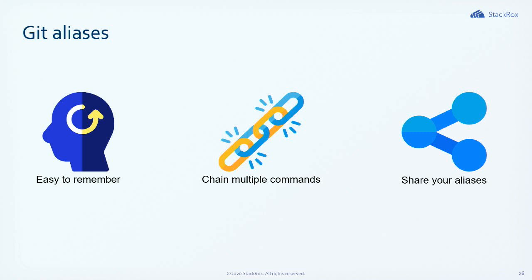The other thing is, you should make your Git aliases easy to remember, so that not only you but someone else going through the commands or reading through them finds it easier. You can chain multiple commands using aliases, so that it saves time and you reduce the chance of human error. You're just running one command or a script rather than having multiple commands to run. And these are easy to share.